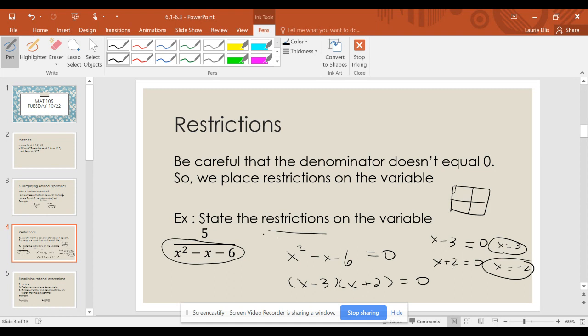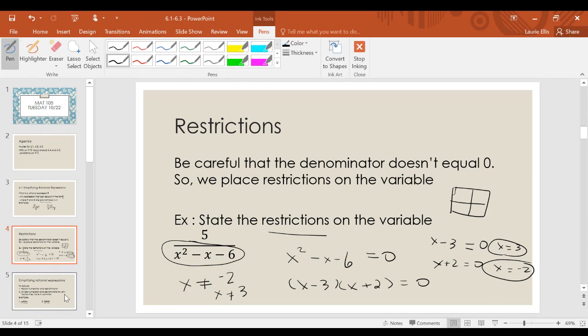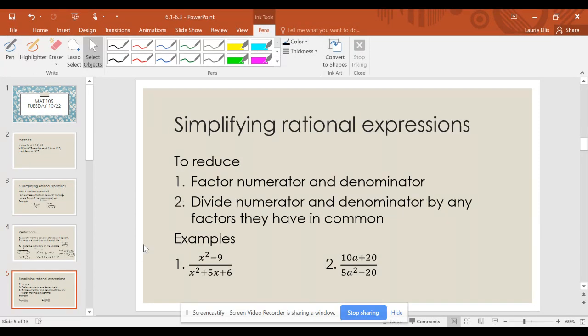Okay. So our restrictions on the variable would say that the denominator can't be equal to, or I'm sorry, not the denominator, the variable can't be equal to negative 2, and x can't be equal to 3. So that's our restrictions. Depending on the wording of the question, we would say that x is negative 2 or x is 3, but usually the way I see it is that we don't want x to be negative 2 or 3. Okay, so that's the concept of restrictions.